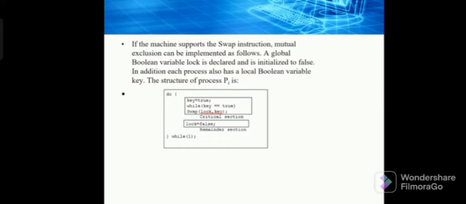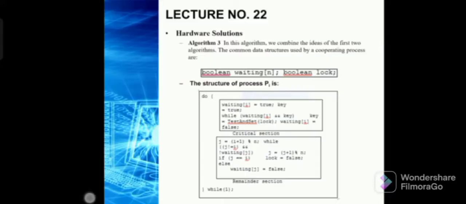We use again a do statement: key = true; while key equals true, swap lock and key. Then the code of the critical section, then lock equals false. This is the remainder section.